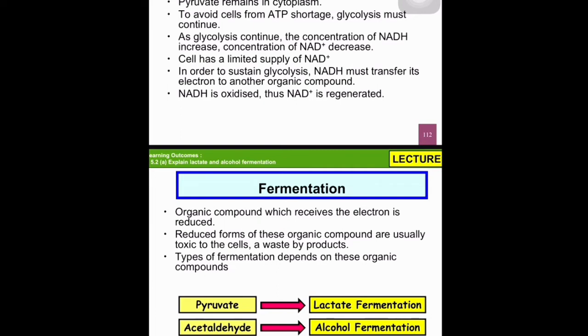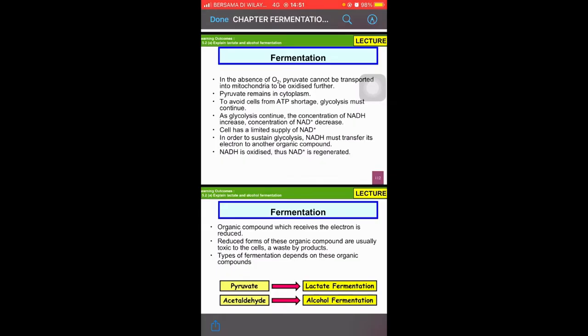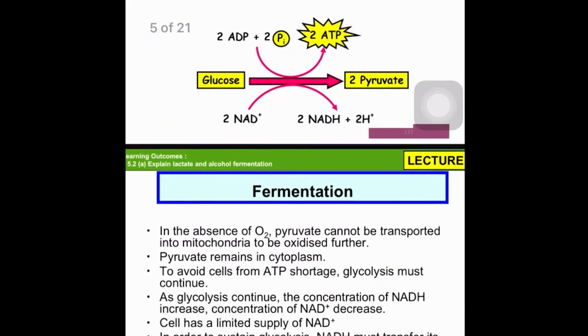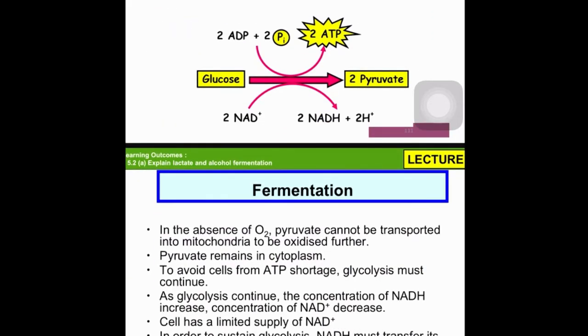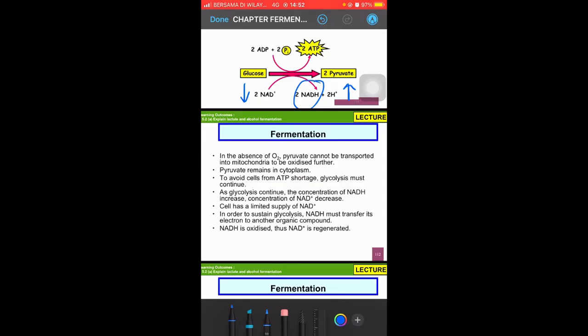Then, as glycolysis continue, the concentration of NADH increase, the concentration of NAD plus decrease. Macam yang kita dah tengok dekat chemical equation ni, nampak tu, proses glycolysis ni je dia dah menghasilkan 2 NADH. So, kalau pyruvate ni dia tak melakukan proses aerobic respiration, penghasilan NADH ni akan meningkat dan akan banyak. Bila dah banyak, dia tak ada proses apa-apa yang lepas tu. So that's why dia kata NAD plus tu akan berkurangan, dia akan decrease.